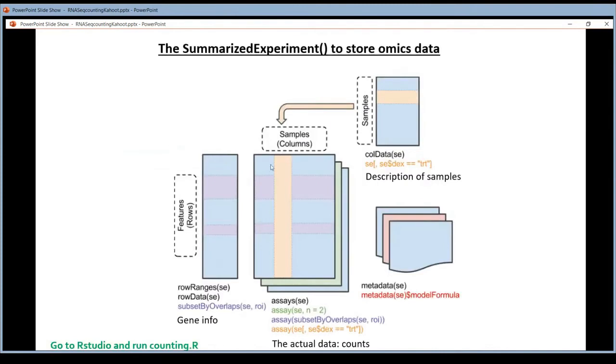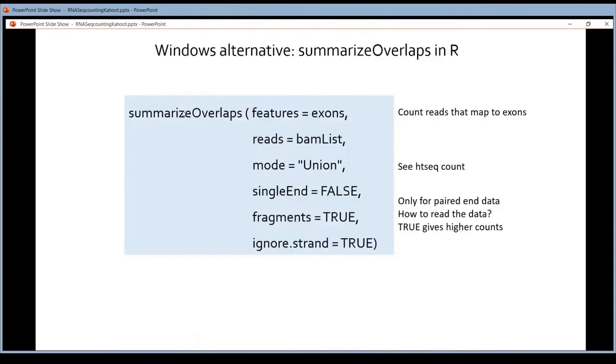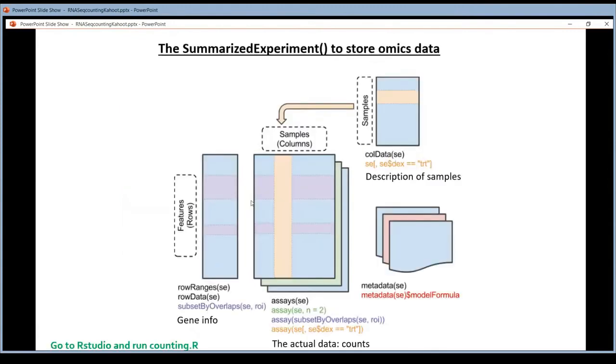A matrix with counts, because that's what this function is doing, it's counting. So it generates a matrix with counts and additional data frames that are linked to that matrix, with more info on the genes and on the samples.